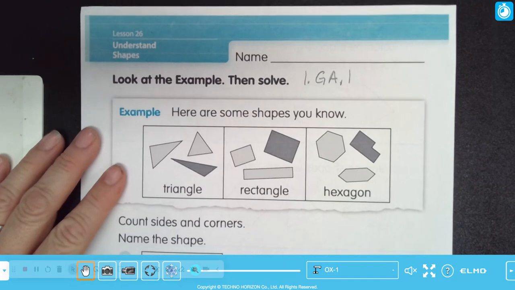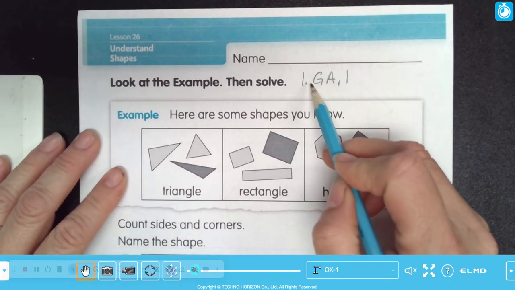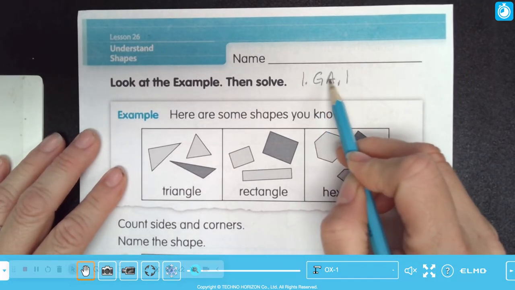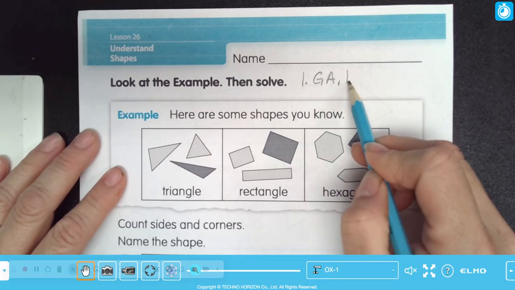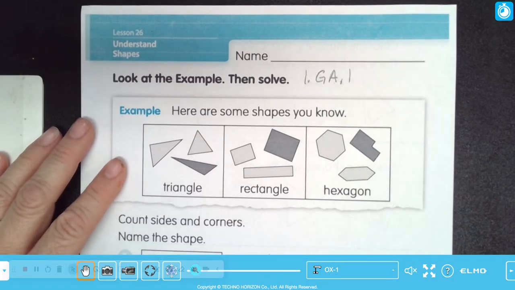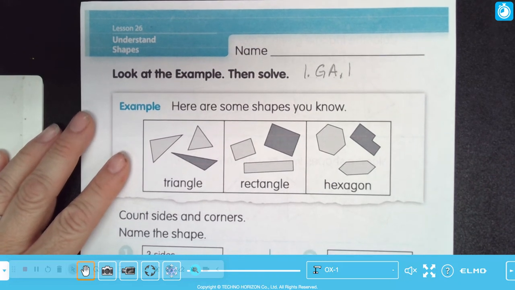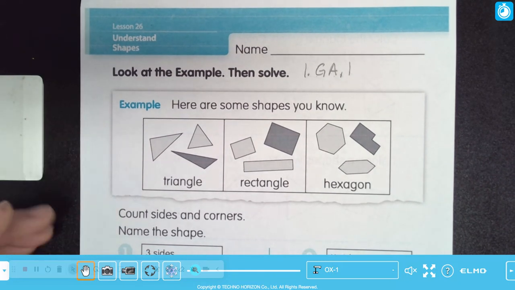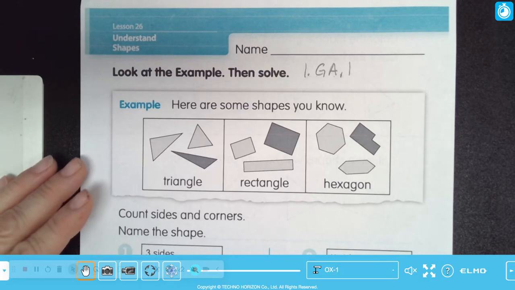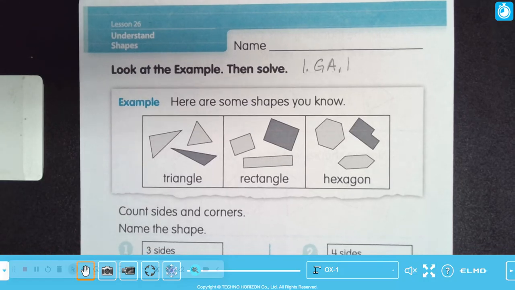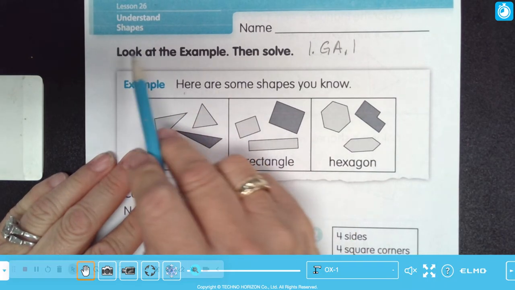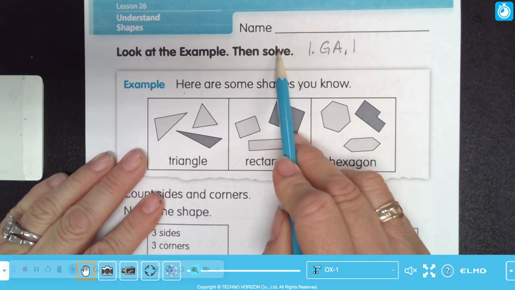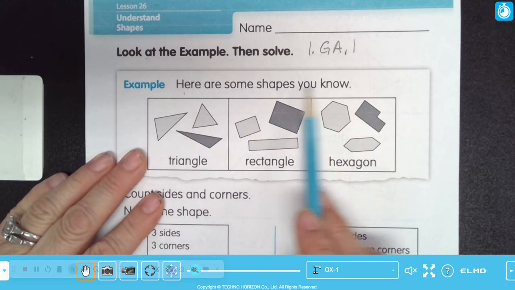So our standard for today is 1.GA.1, for first grade, geometry, and the first standard in geometry in first grade. And it's about knowing the attributes of shapes, or knowing what makes each shape different from the others. So here it says, look at the example, then solve. Here are some shapes you know.